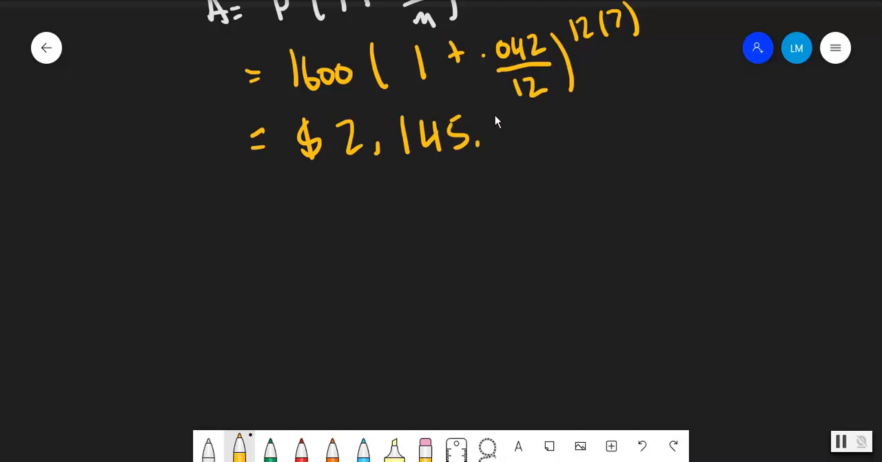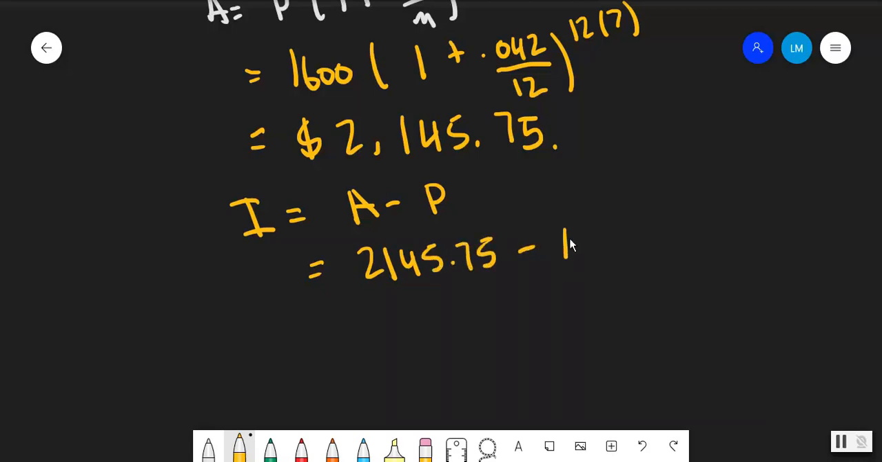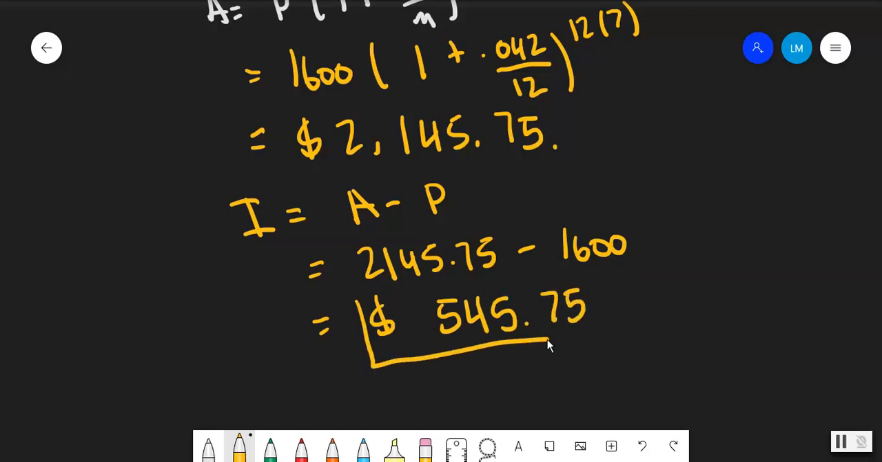So you have 2,145 and 75 cents. Now, the question is asking for the accumulated interest. So that's going to be the accumulated minus the principal. So that's going to be 2,145.75 minus the 1,600. Now, when you do that subtraction, you're basically going to find that the interest that was paid back or earned is 545 and 75 cents. And this is over a 7-year period. That's monthly.